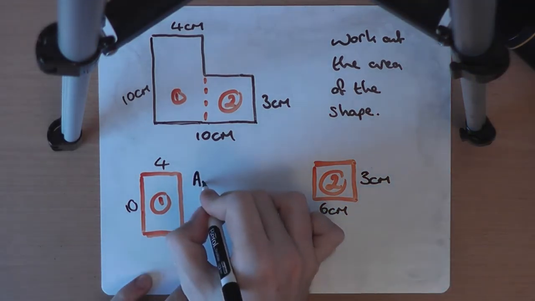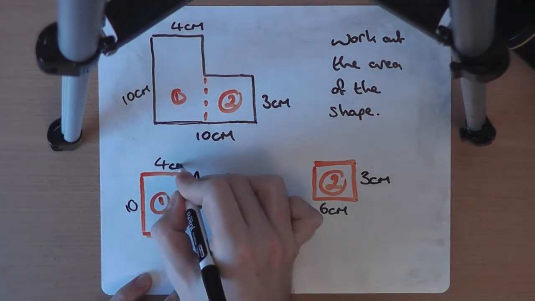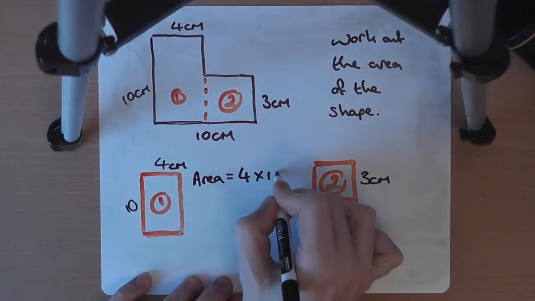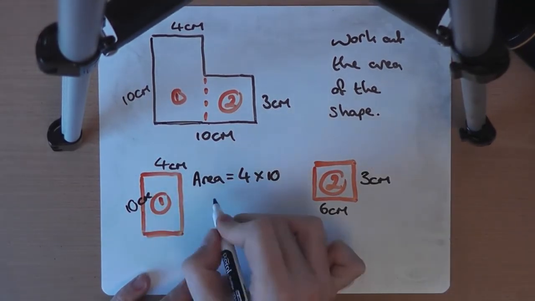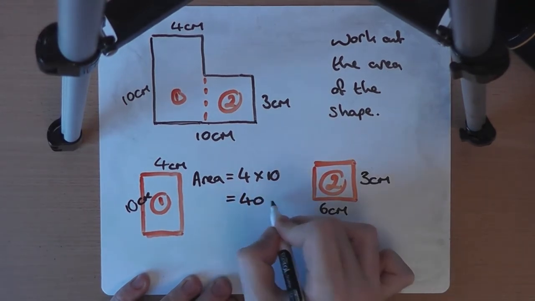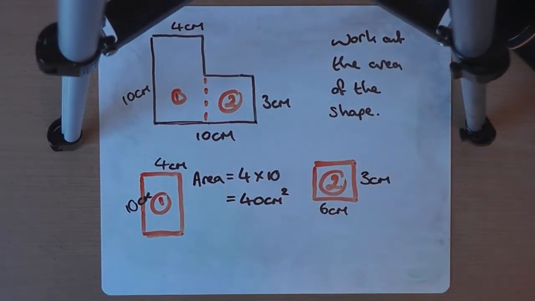So the area of shape number 1 is going to be the 4 centimetres times the 10 centimetres, which is 40 centimetres squared. That's it. We don't need to do anything else with that. We don't need to divide it by 2 or anything like that. We are working out the area of a rectangle, and we work it out like we would for any other rectangle. We're only dividing by 2, remember, for the triangle.